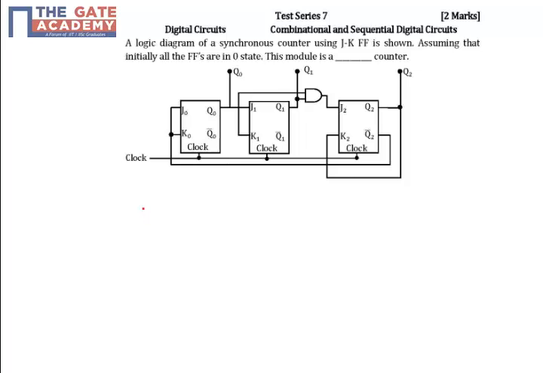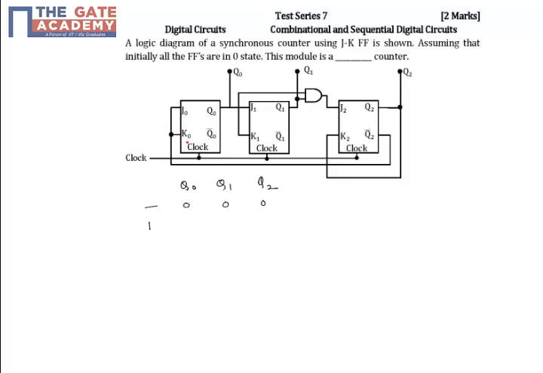So when there is no clock pulse, this is Q0, this is Q1, this is Q2. When there is no clock pulse, all are zeros. So when I give the first clock pulse, what will happen? If I give the first clock pulse, this Q2 is 0, so Q2 bar is 1. So this 1 will come to here.